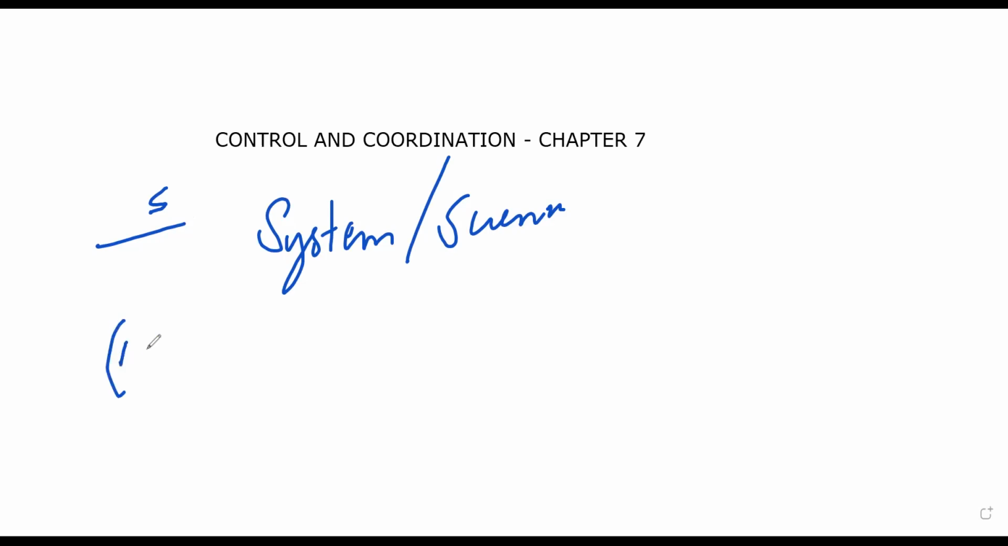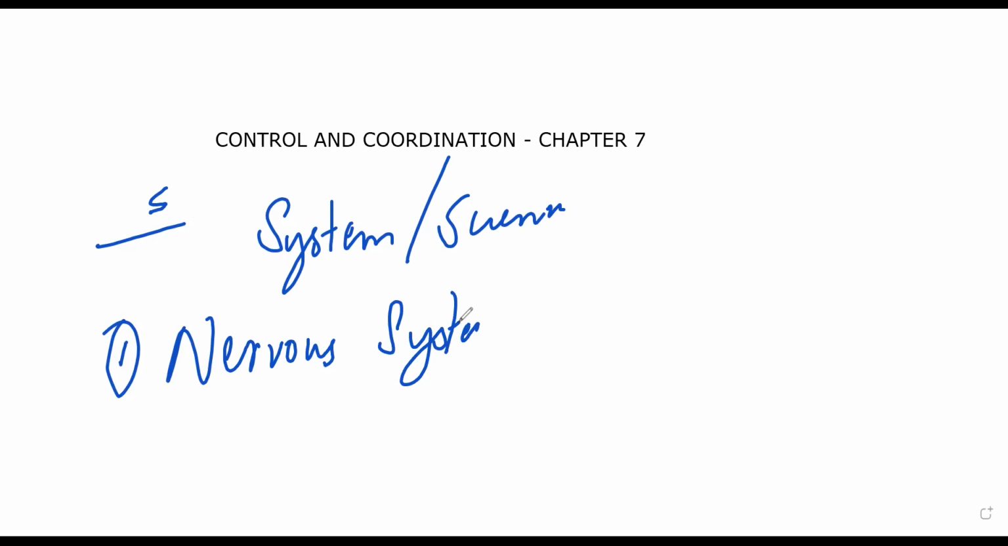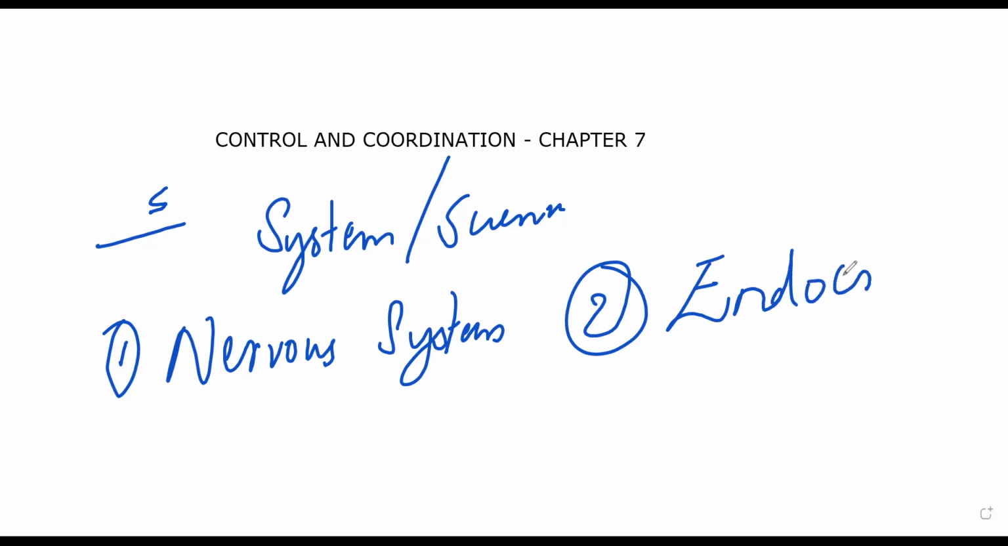So the science behind control and coordination: we have mainly two systems. The first one is the nervous system, and the second one is the endocrine system. So we have two systems, and we will learn both in detail. First I will explain about the nervous system.